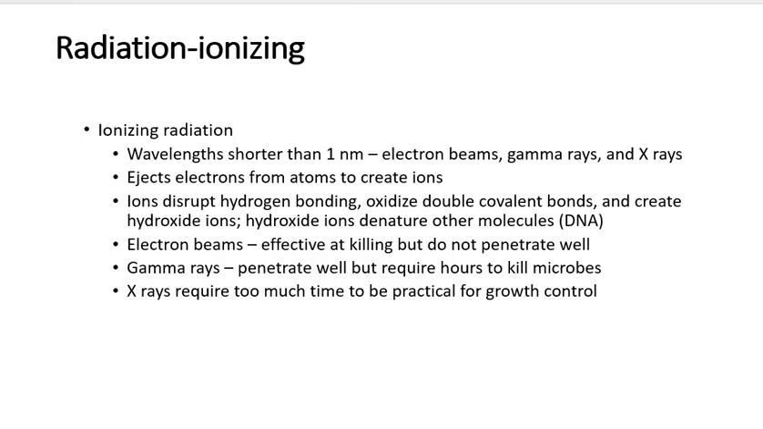Another thing that we can do is use radiation. Wavelengths that are shorter than 1 nanometer, X-rays and gamma rays, basically eject electrons from the atoms to create ions. And what that does is it denatures things like DNA, it creates hydroxide bonds, and that sort of thing. You can use electron beams. They don't penetrate walls. Gamma rays require hours. This is not something we usually use in a hospital. There are some things that we do. X-rays require too much time to be practical.